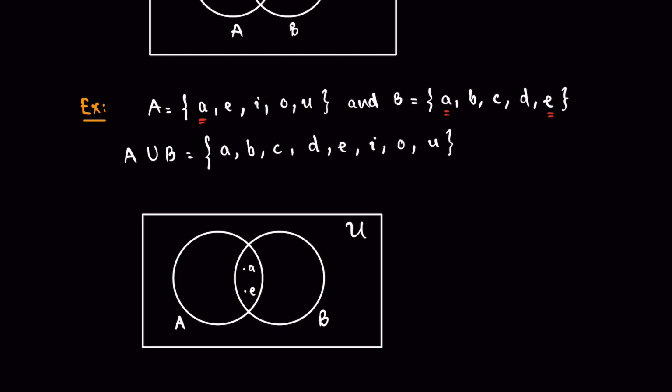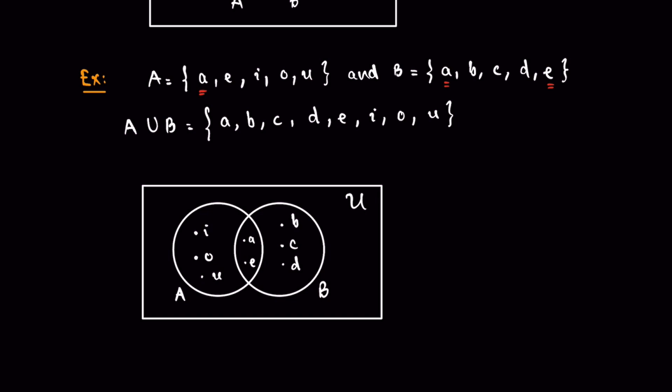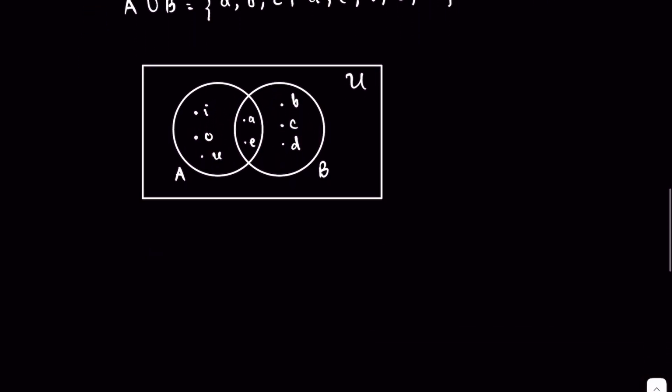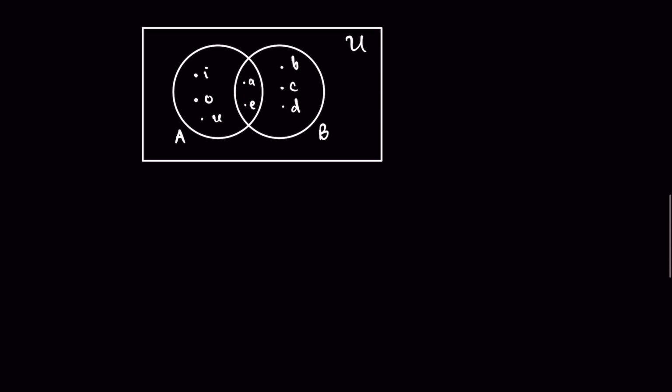Now go back to our example. Set A also consists of letter I, letter O, letter U, and set B consists of letter B, letter C, and letter D. You want to include all of these letters in the union set. Alright, so that is the concept of the union set. Now we're going to move on to intersection between two sets.